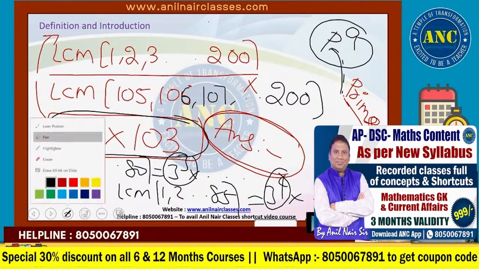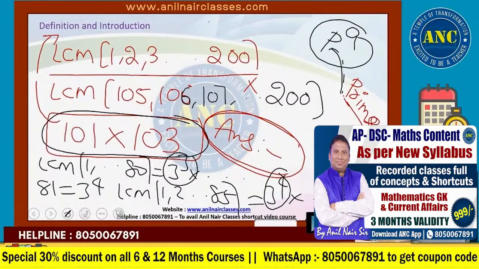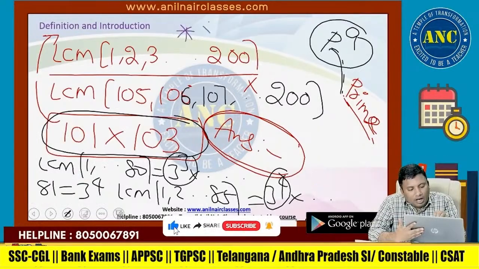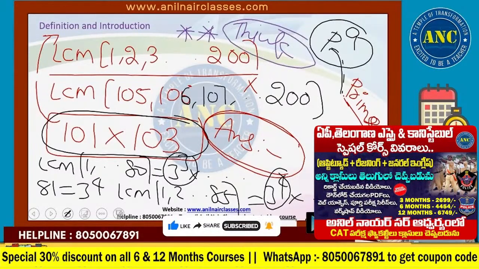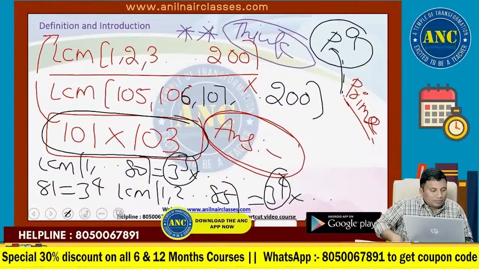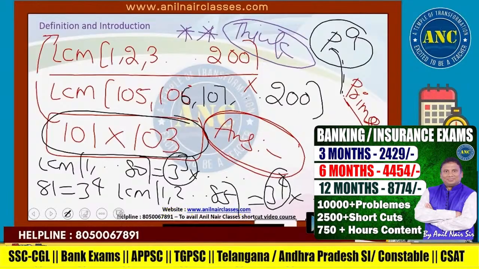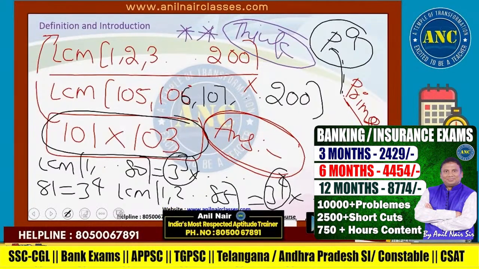Please put a star mark. Answer is think without ink. That is a food for thought for you. So the answer is 101 into 103.